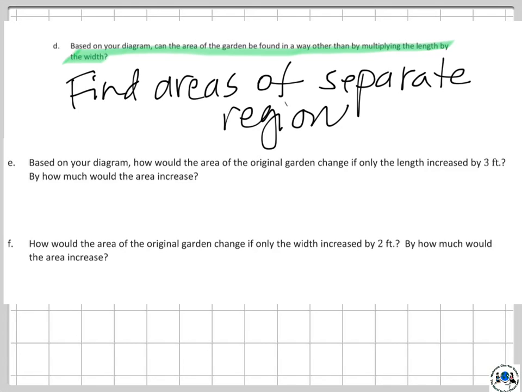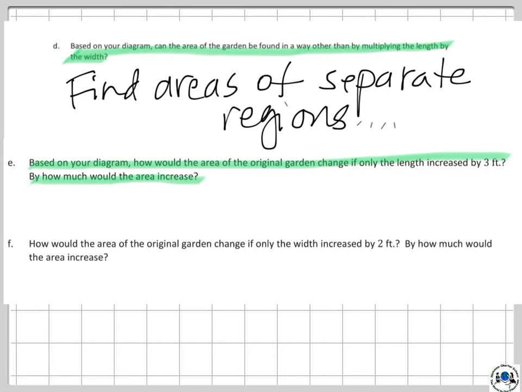All right. So based on your diagram, further here on letter E: how would the area of the original garden change if only the length increased by 3 feet? By how much would the area increase?